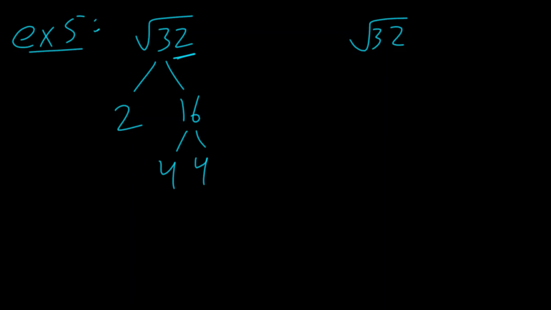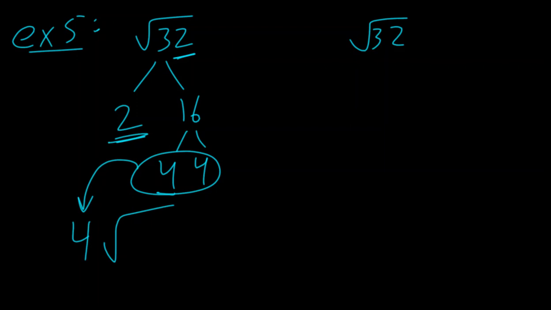Have we found our group of 2? Yeah, absolutely. We don't have to break down the 4s any further. We can just circle them right now, and we know that wherever we find our pair of numbers, that goes to the outside. So put a 4 on the outside, and our 2, which cannot be broken down any further, has to stay on the inside.